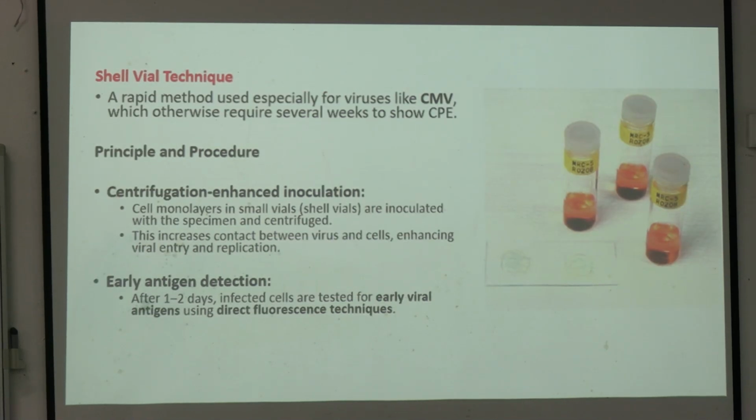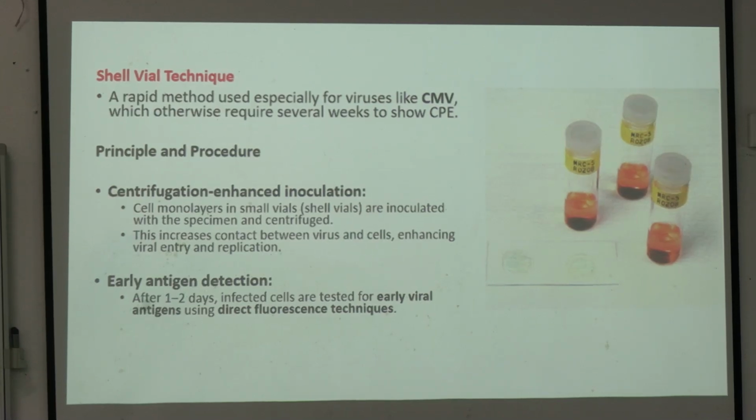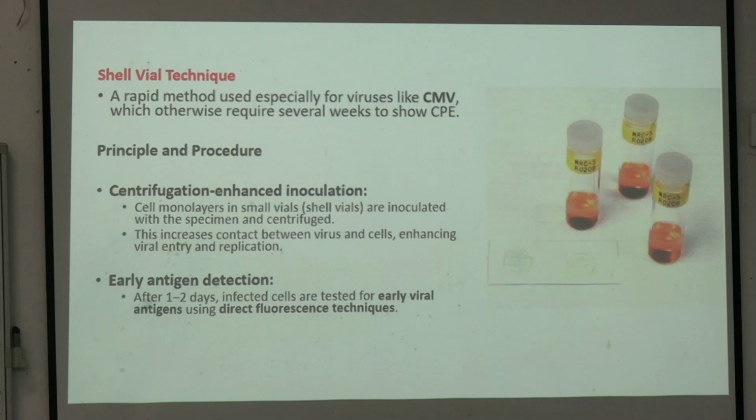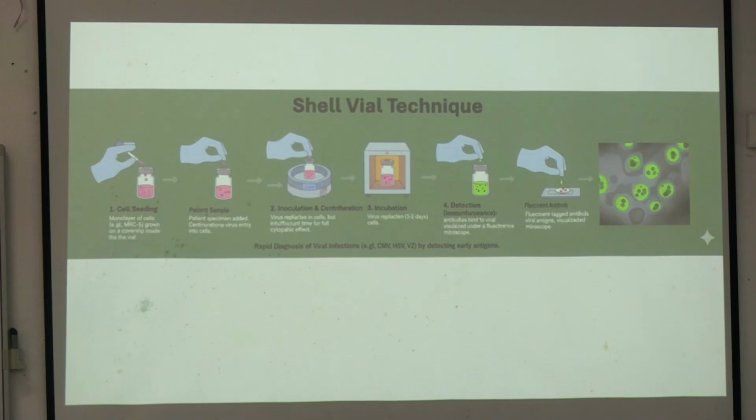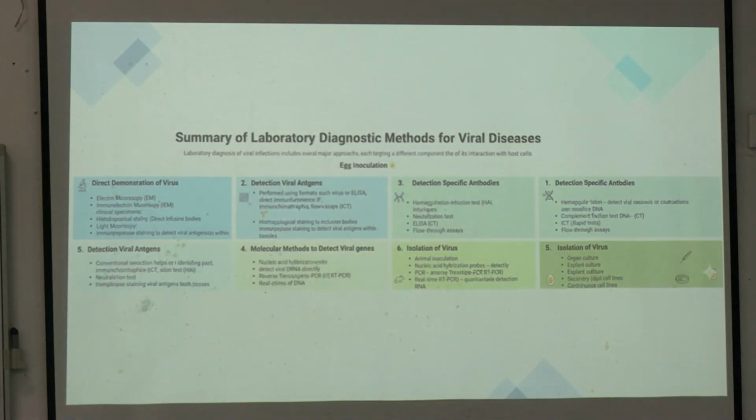Next you have a shell vial culture, similar thing, but it is a rapid method used for cytomegalovirus mostly. This is the technique of shell vial culture. It is very detailed, it is not required right now, but just remember the name. So this is the summary of the presentation that you have to remember.